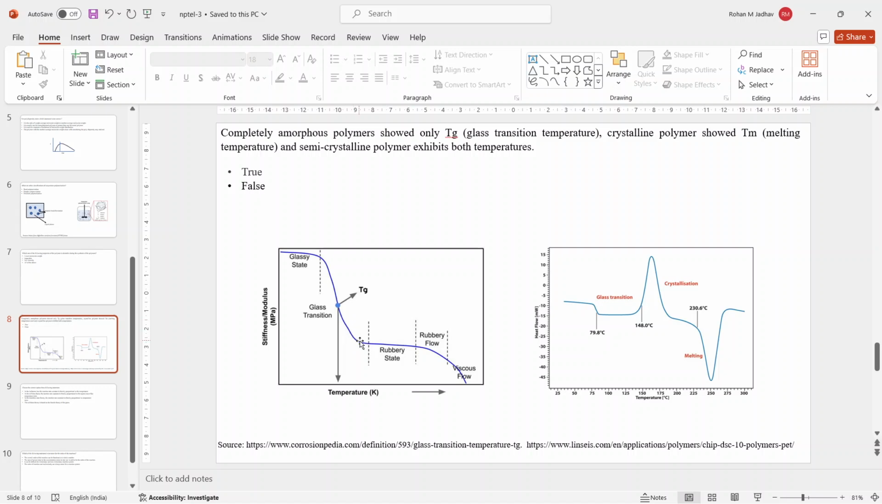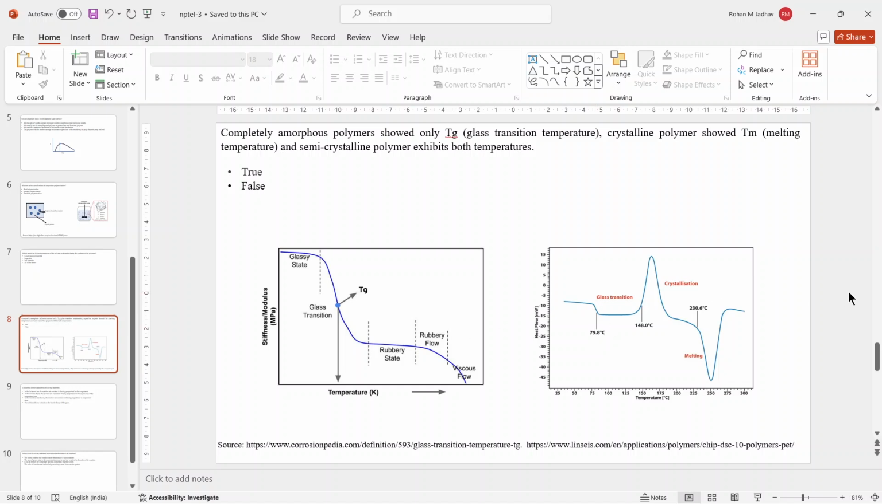And as you keep increasing the temperature, it will reach a rubbery state where the polymer becomes extremely flexible. It has no rigidity inside it, and then it will start rubbery flow, and at the end, it's molten and it becomes viscous. So it is a viscous fluid.